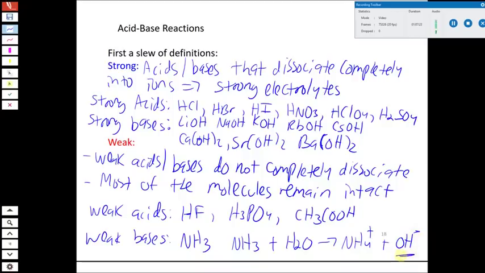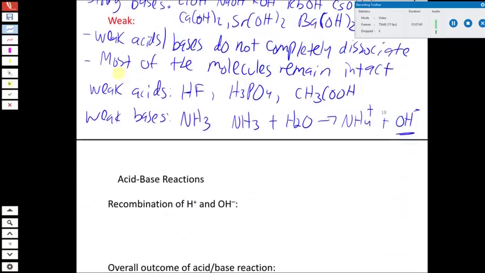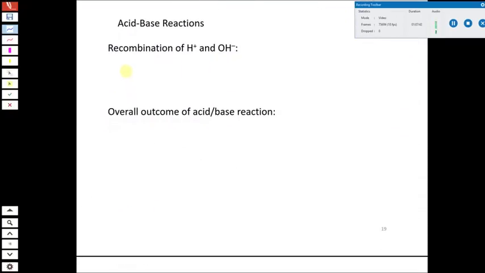So again, if you produce hydroxide in water, that's why it's classified as a base. But this doesn't happen to a large extent. Most of the molecules stay as NH3, so you only get a little bit of OH-, and that's why it's called a weak base. Okay? So these are the weak acids and weak bases that don't completely dissociate in water. So when we talk about acid-base reactions then, in general what's going to be happening is a recombination of H+ and OH-. So the H+ from the acid and the OH- from the base combine with each other, and that gives us our net ionic equation.